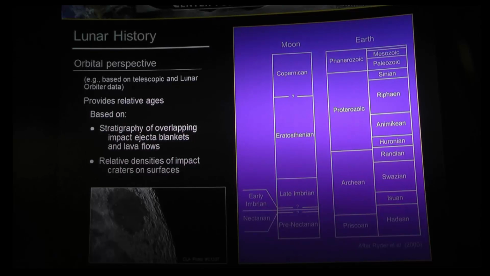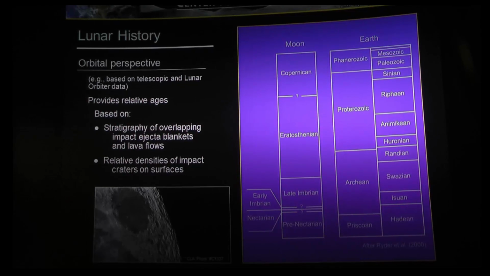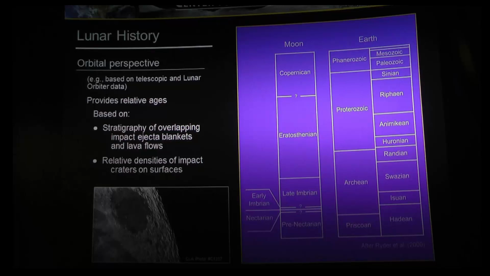And the first way we go about this is using telescopic or orbital methods. This is either telescopes like in West Texas or in the Catalina Mountains outside of Tucson or in Hawaii. And if you look up at the moon using these telescopes, you can use the geologic principle of superposition. You can see one type of geologic unit on top of another geologic unit and infer from that the sequence of geologic events. And that's that first bullet that you see there, using the stratigraphy of overlapping impact ejecta blankets and lava flows to decipher the sequence of geologic events on the moon.